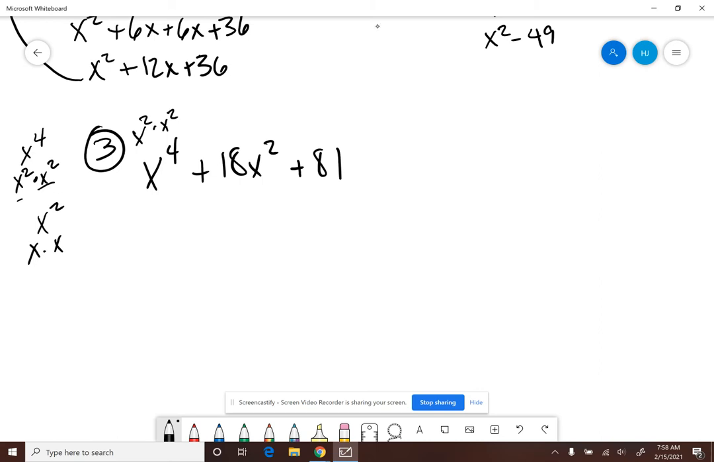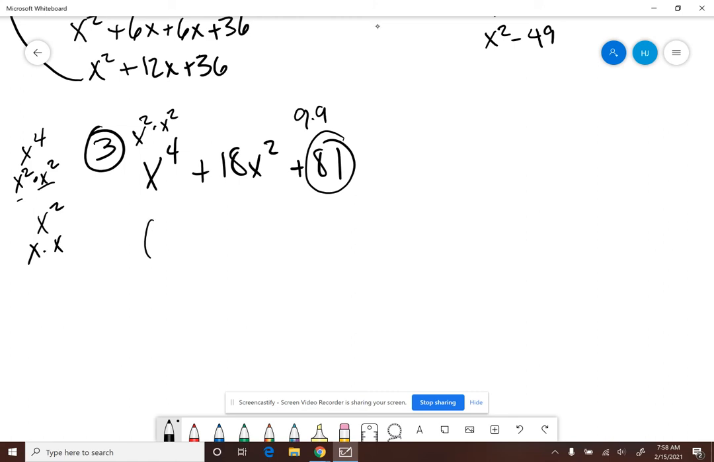Now, I can also see that this is a perfect square. I have 81. So the square root of 81 is 9. So 9 times 9 will equal 81. So I have perfect squares here. Let's see, I don't have a difference symbol. So I know it's not the difference of two squares, but possibly it is a perfect square trinomial.